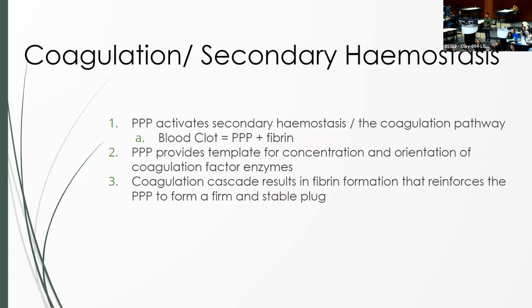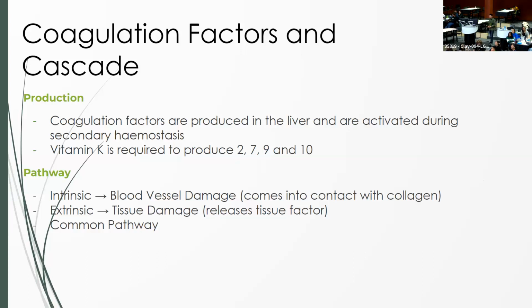But it's not very strong. So what happens is that we need the coagulation cascade. And the very fast overview is that it activates secondary hemostasis, which is a fibrin clot. And the blood clot is basically a primary plug plus fibrin tying everything together. So let's have a look at this cascade. Just a high yield fact you might want to note down: it's pretty much all produced in the liver.